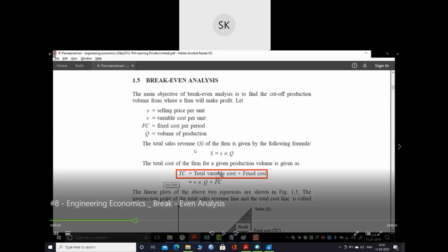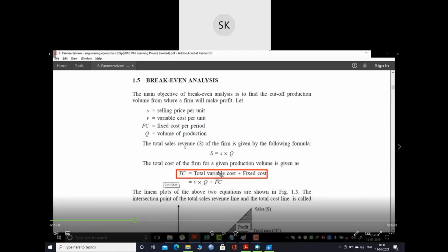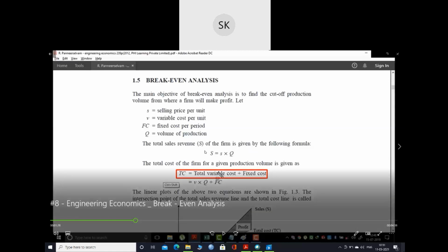Okay, so let's continue. The total sales revenue means the money you are getting by selling those products. This is the formula: small s into Q, where Q is the volume of production. That means 20 into s, where s is the selling price of one unit and you are producing, suppose, 20. So s into 20 gives you the total sales revenue.